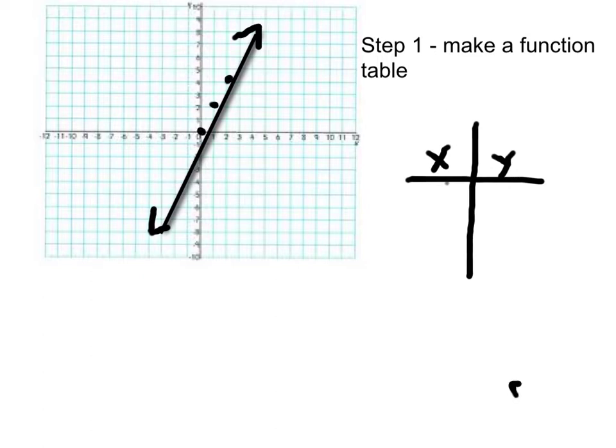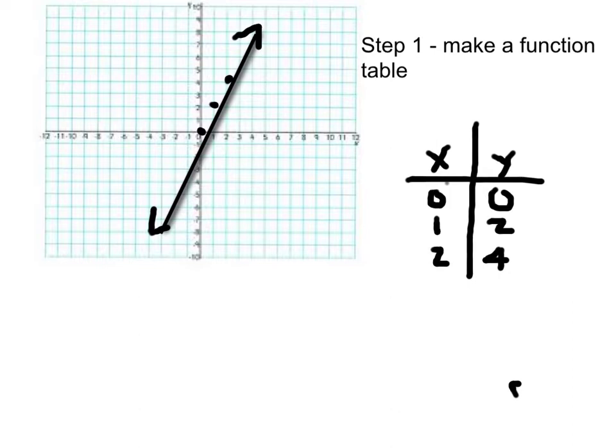I've highlighted 3 points that are on that line. One of those points is the origin at 0, 0. Then we also have the point 1 that goes with 2. And finally, we have the point 2 that goes with 4. Now that I have 3 points, all I need to do is find an equation or a rule that will hold true for each of these points.